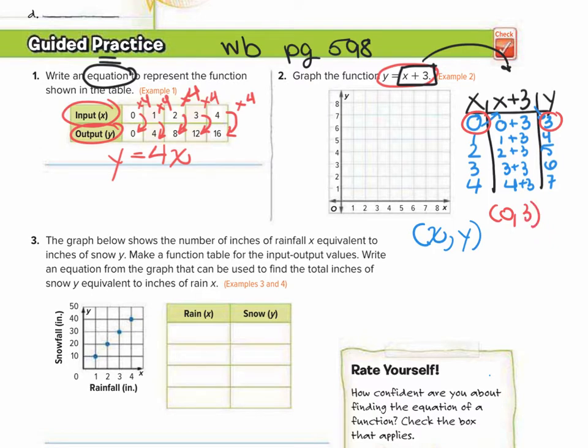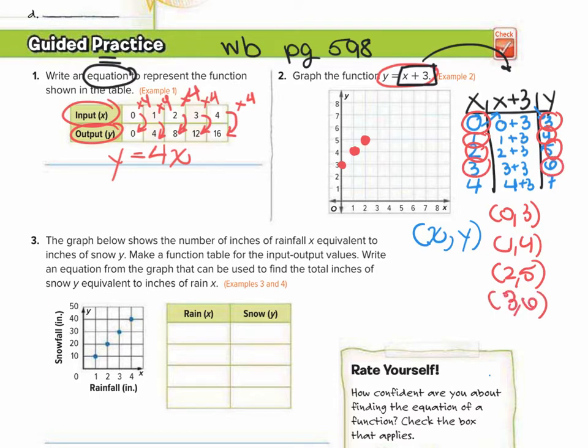So that would be, don't move right at all, only go up 3. Our next ordered pair is 1, 4. So move 1 to the right and up 4. The next ordered pair is 2, 5. So 2 to the right and up 5.